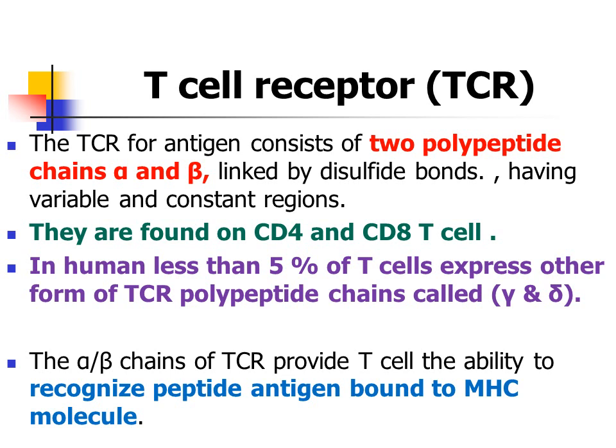ايه المين فانكشن بتاعت التي سيل ريسبتور؟ هي recognize البيبتايد present in MHC molecule. لو هي CD8 recognize البيبتايد present on MHC class 1. لو هي CD4 يبقى recognize البيبتايد presented by MHC class 2.